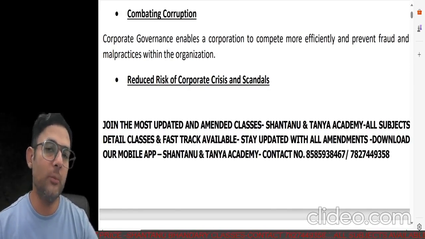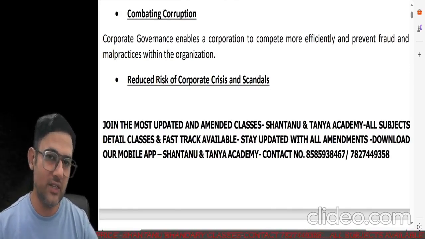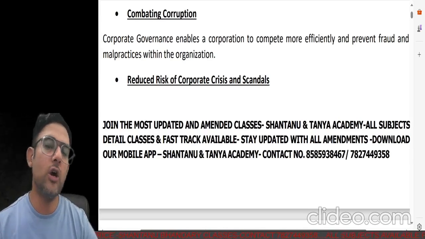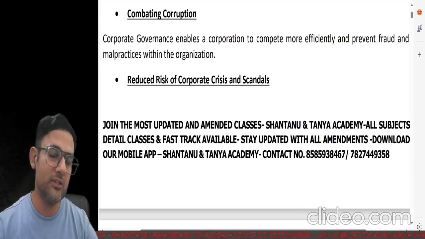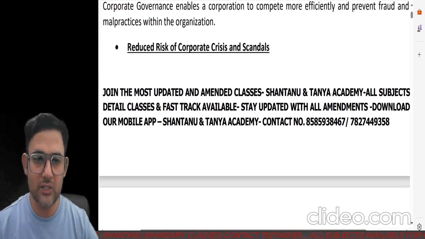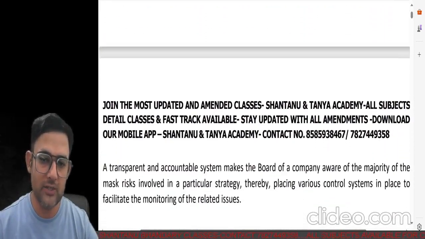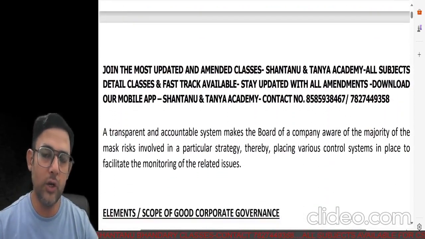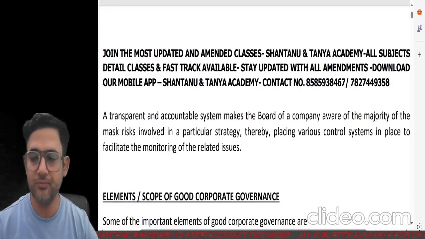They cannot move simultaneously. Either one will exist. Either corruption will exist or governance will exist. In reality, I would say both of them don't make sense together. So I think these are a few of the advantages if we talk about corporate governance. You can include these in your answers while writing about the same.